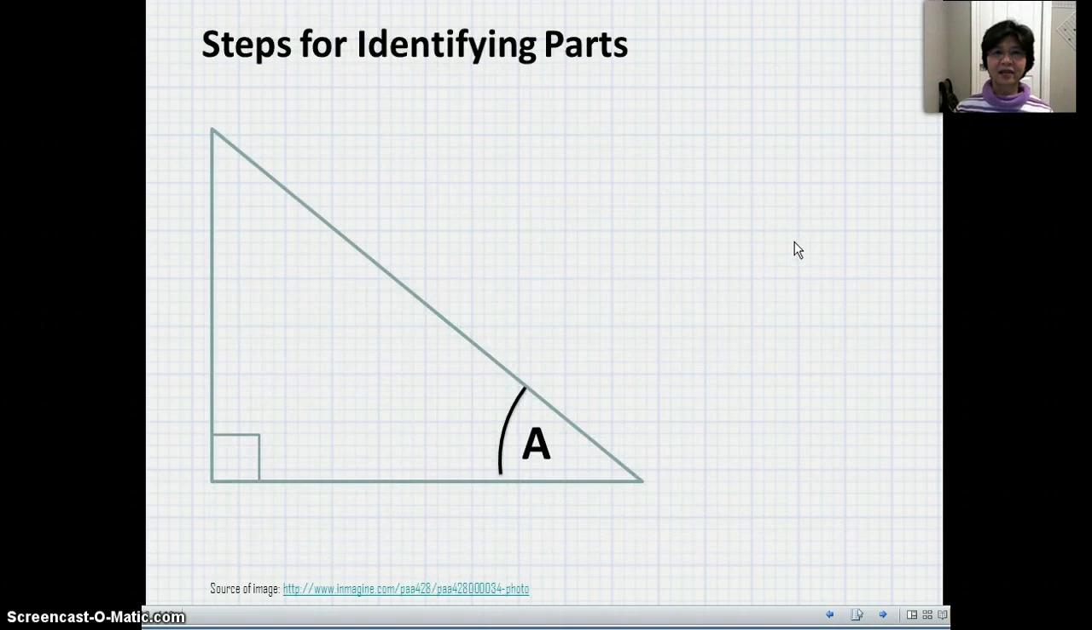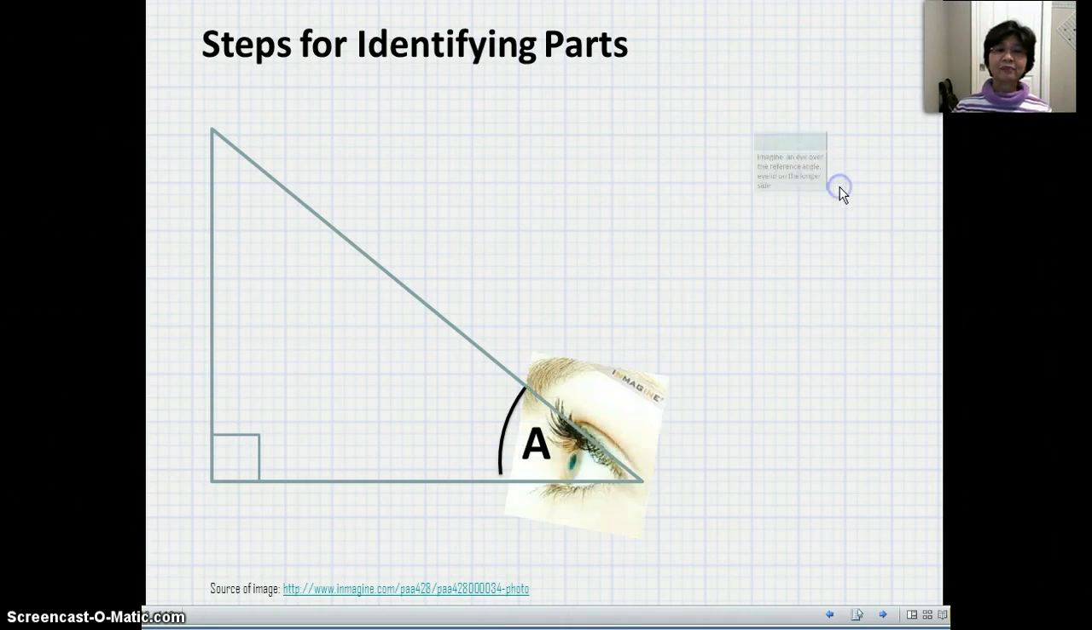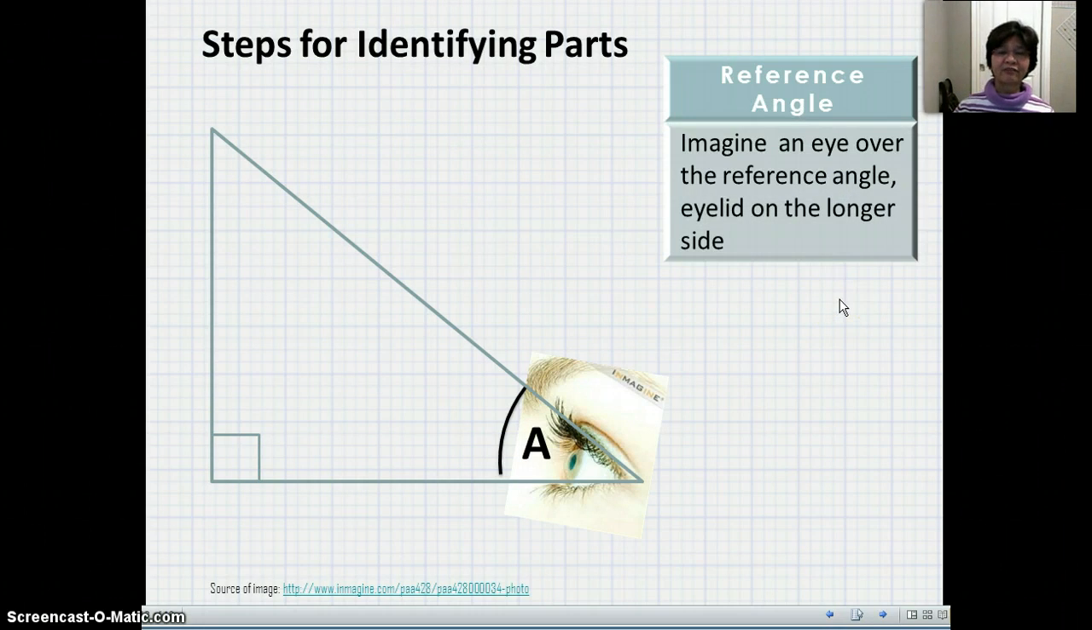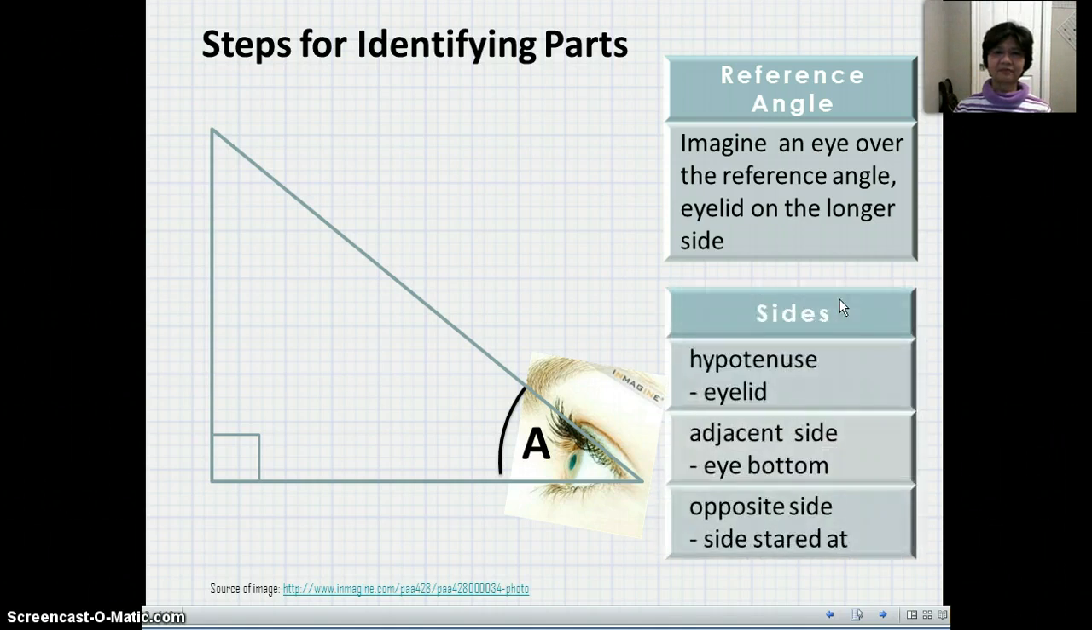Okay, so here are the steps for identifying the parts of a right triangle, given a reference angle. In this diagram, it is angle A. You superimpose an eye over the reference angle with the eyelid on the longer side. And you're finished. Where the eyelid is, that's the hypotenuse. The eye bottom, that's the adjacent side. And the opposite side is the side stared at by the eye. It's that easy.